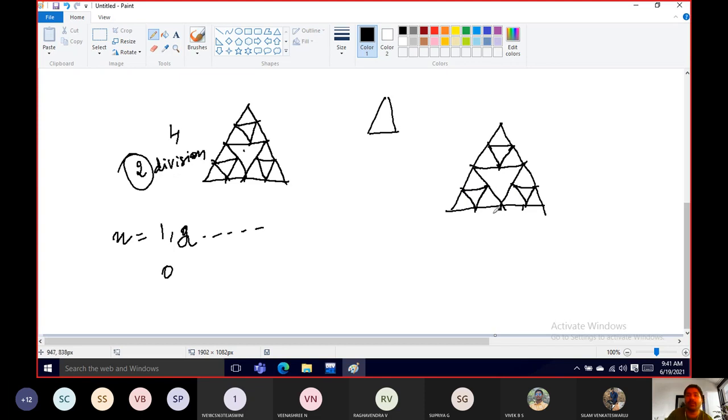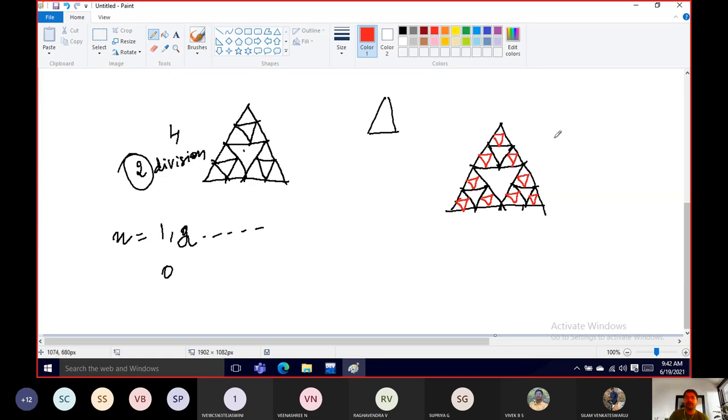Similarly, what about the third division now? Third division is join all these things. I'll change the color. So join these, join this, join this. Similarly, all the sides you will be joining. And now I think you got to know why recursion is important here.